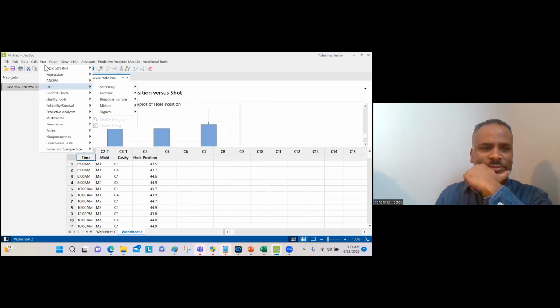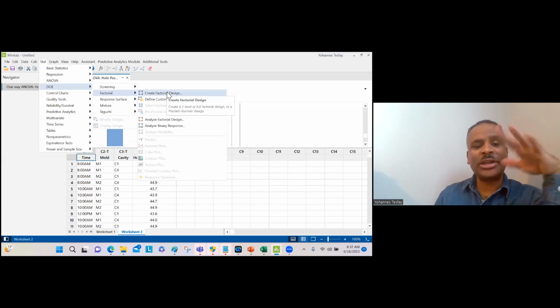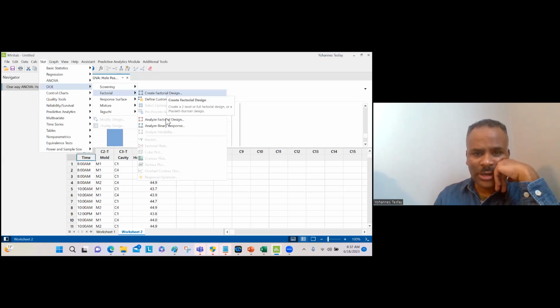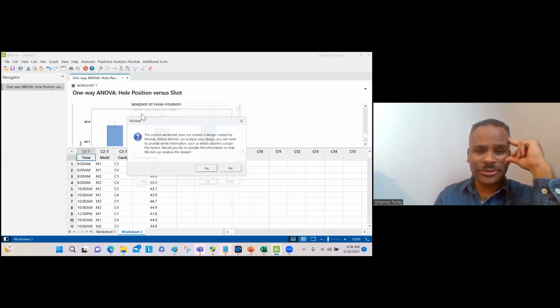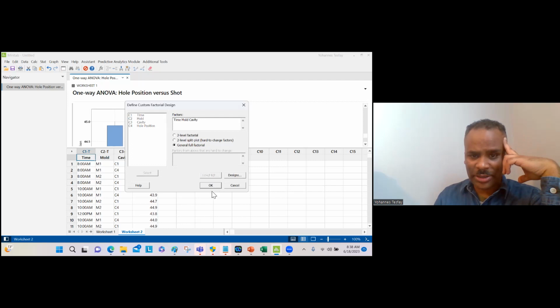Okay, start, then DOE, then factorial. Then it says create factorial design, but I already created that in Excel, so I don't need it. I'm going to go to analyze factorial design. Yes. The factors are time, mold and cavity, and they are not two-level, so it is general factorial. Then I'm going to say okay.